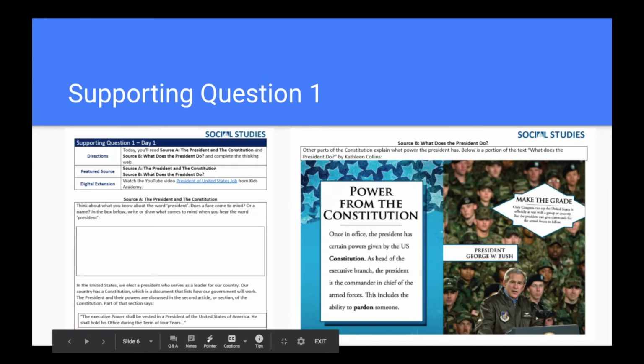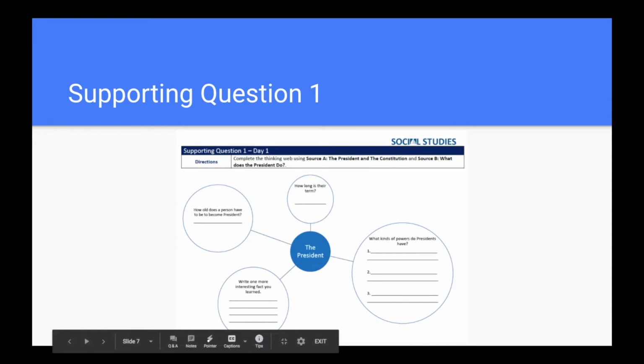After you've read both texts, you will use what you learned to complete a thinking web. Some questions ask for a specific answer, such as how long their term is and how old they have to be. You may have to go back in the text to find these answers. Remember, right now we're trying to find out what the job of the American president is. So take your time when listing 3 of the president's powers. Make sure you're choosing the ones that you think are the most important.